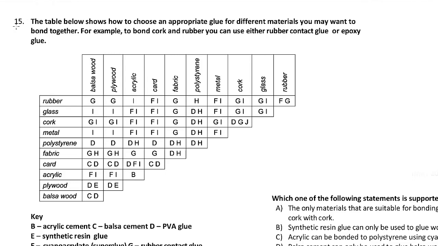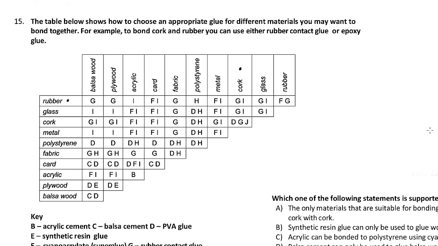Number 15. The table below shows how to choose an appropriate glue for different materials you may want to bond together. For example, to bond cork and rubber, you can use either rubber contact glue or epoxy glue. So if we want to bond rubber with, we say cork, right? Rubber with cork, we need letter G or letter E.